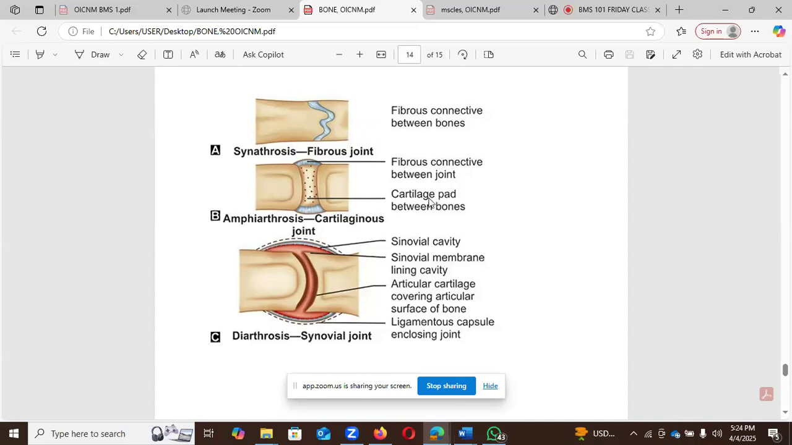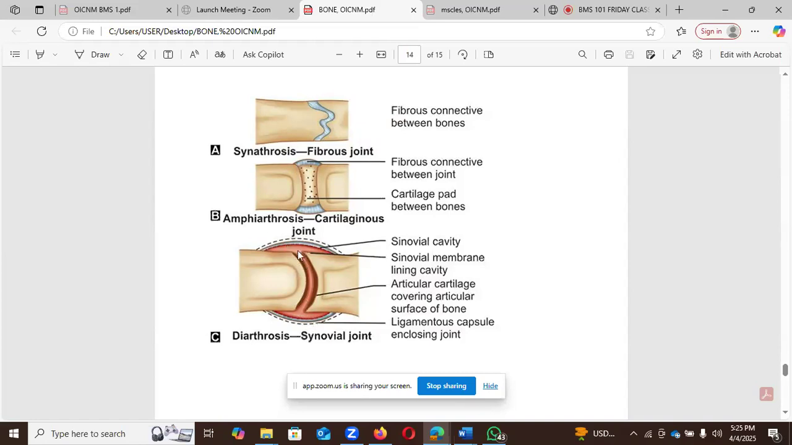This is the cartilaginous joint between two bones. Between two bones, you have the cartilage in between, and you have the ligament joining the two bones together, this yellow one. Then the cartilaginous joint is the amphiarthrosis joint, and then the synovial joint, the diarthrosis joint, which forms a synovial fluid. So this part is the synovial cavity, which has synovial fluid.